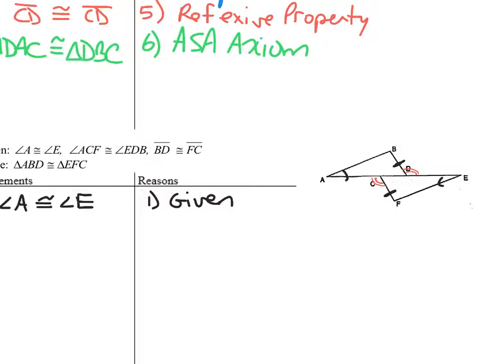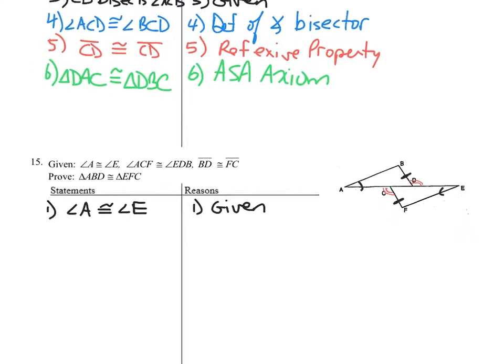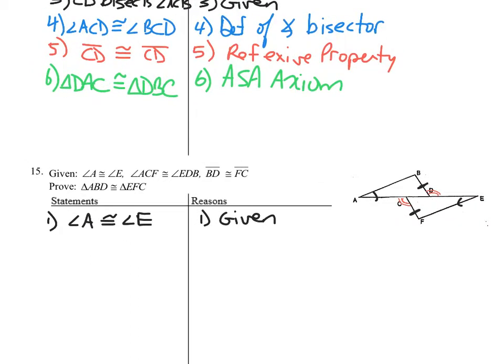EDB. All right, so those two angles are congruent to one another. So that's all useful information. It's actually going to get us very close to what we need. All right, let me get my given in there, the rest of the given anyway. Angle ACF congruent to angle EDB, and then BD congruent to FC.